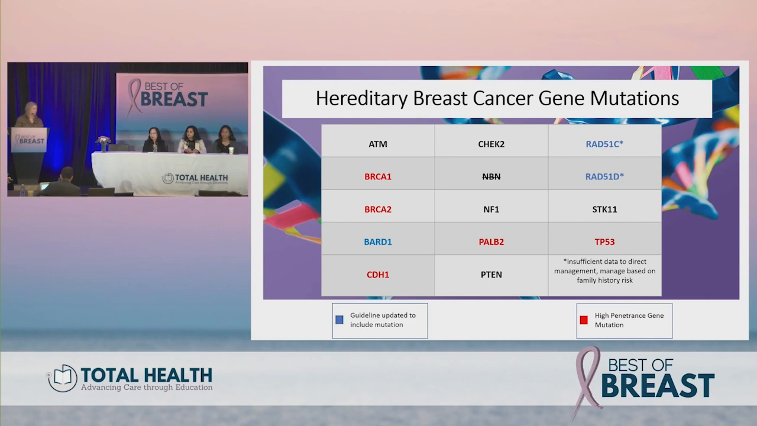So here just lists a panel of genes that have been implicated, as germline mutations, that could cause higher risk of breast cancer. We call them hereditary breast cancer, and the ones highlighted in red are the higher penetrance genes like BRCA1, BRCA2, PALB2, P53, and CDH1. We know that these germline mutations could cause a much higher lifetime risk of developing breast cancer. But there are also other genes that you may have to consider with family histories, like RAD51C and RAD51D mutations, for example.